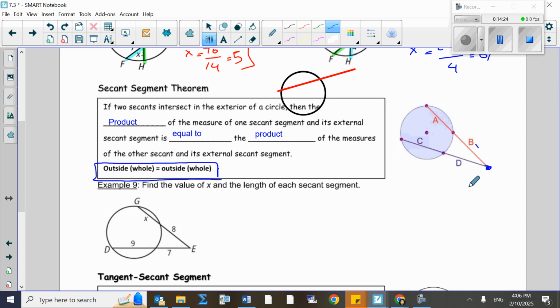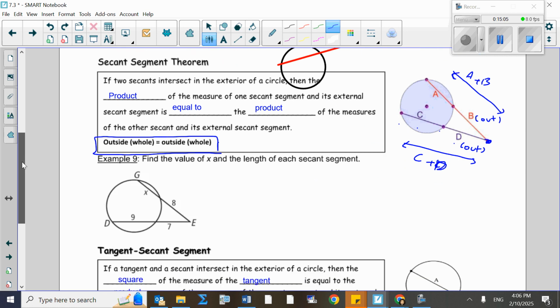So let's see what that means. I'm going to look at the first secant line. The part which is outside of the circle is this B. So this is outside of the circle. And then what is the whole? The whole is this whole line, which is A plus B. And now look at the bottom one. The part which is outside is D, because that's outside of the circle. And the whole is C plus D. You're adding these two pieces to get the whole, C plus D.